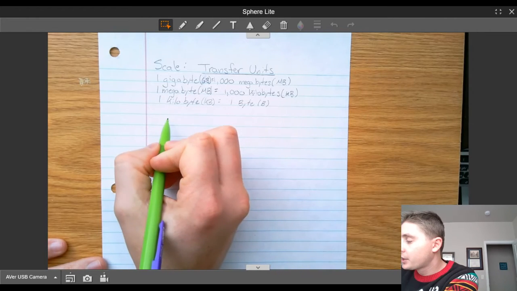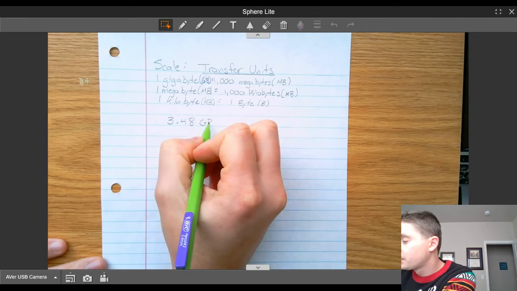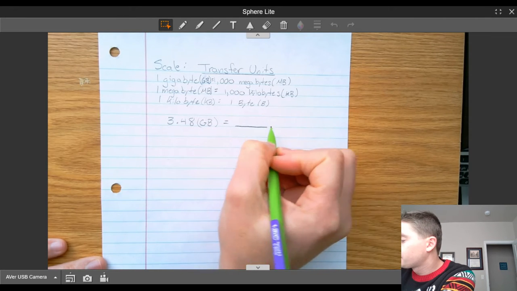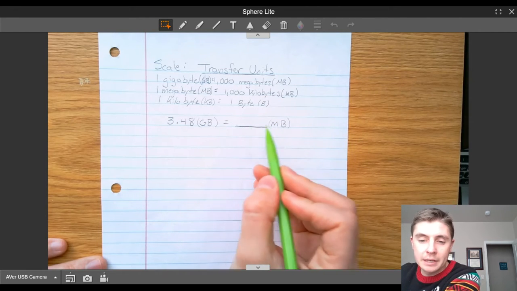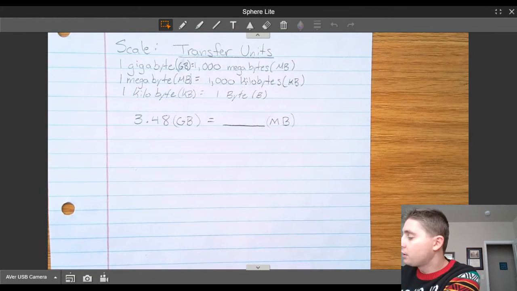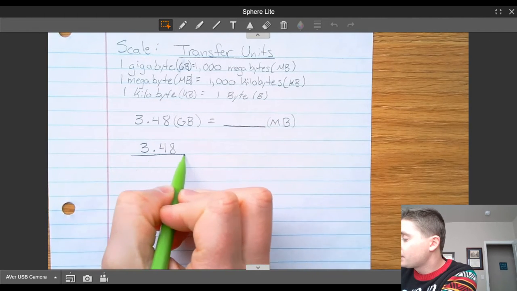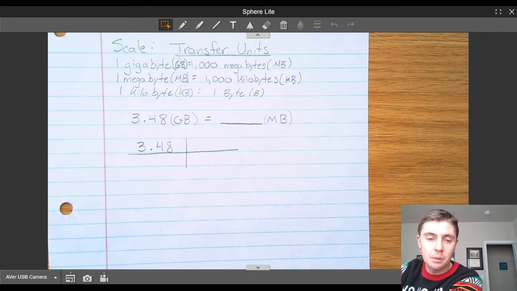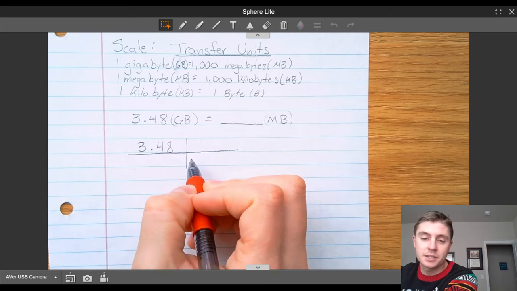Let's say that I have 3 and 48 hundredths gigabytes, and I want to try to make it to a megabyte. If I want to make this from a gigabyte to a megabyte, I have to follow a few simple things. First thing I have to follow is I'm going to make this thing called a ratio table. As I make this ratio table, I'm just going to split my paper like this. Now I want to keep the units on there. It's very important. It's going to dictate how I transfer from gigabytes to megabytes.